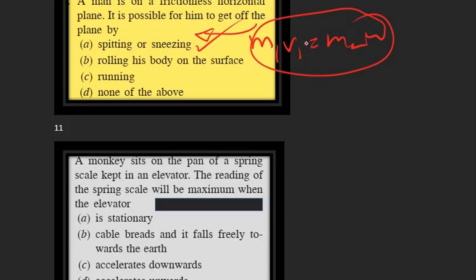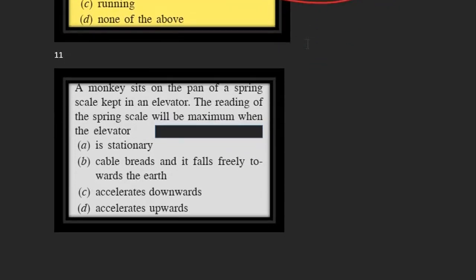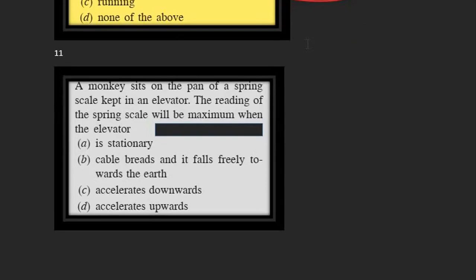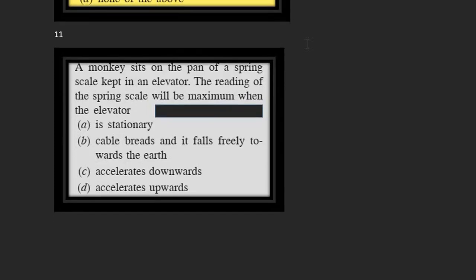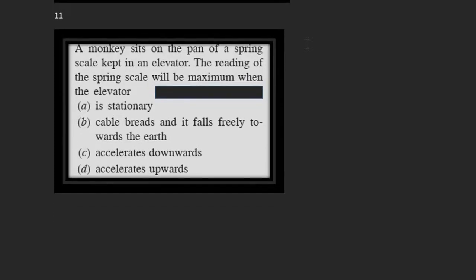Right. 11th question. A monkey sits on the pan of a spring scale kept on an elevator. The reading of the spring scale will be maximum when the elevator is stationary, if it's, yes, think of the answer. First, read it. Is stationary, cable breaks. I think it falls freely towards the earth, accelerate downwards, accelerate upwards. Yes. If it's stationary, it's just mg.